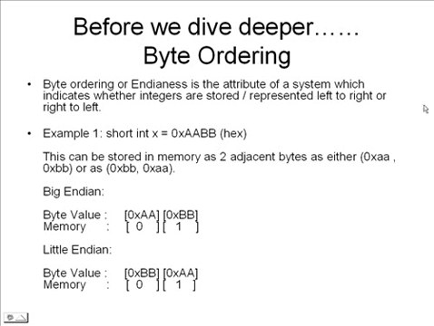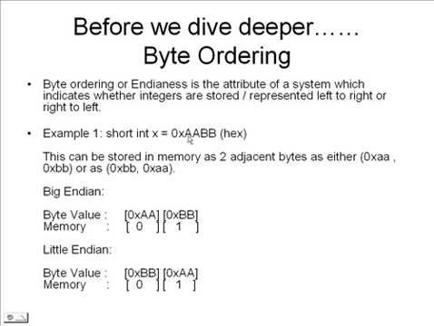Now before we dive deeper, there is one other small understanding which is required, and that is of byte ordering or endianness. Now endianness is basically the attribute of a system which indicates whether integers are stored from left to right or from right to left. Let's quickly take an example to understand this concept. Let's say that you have a short int. A short int is 2 bytes long, and let's say in this example it is 0xAABB. We are writing it in hex to be able to map that in memory much more easily.